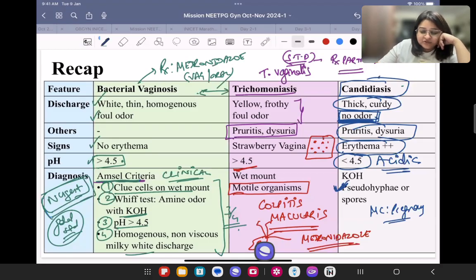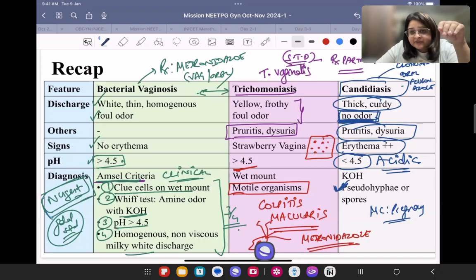Treatment of candidiasis, you're going to give antifungals. Commonly we give vaginal clotrimazole tablets. You can even give oral fluconazole. Okay, so fluconazole oral or vaginal clotrimazole. Okay, it is also more common in women who are immunocompromised, like those who are HIV positive, or those who are on corticosteroids, or those on oral contraceptive pills also, because the pH is reduced.